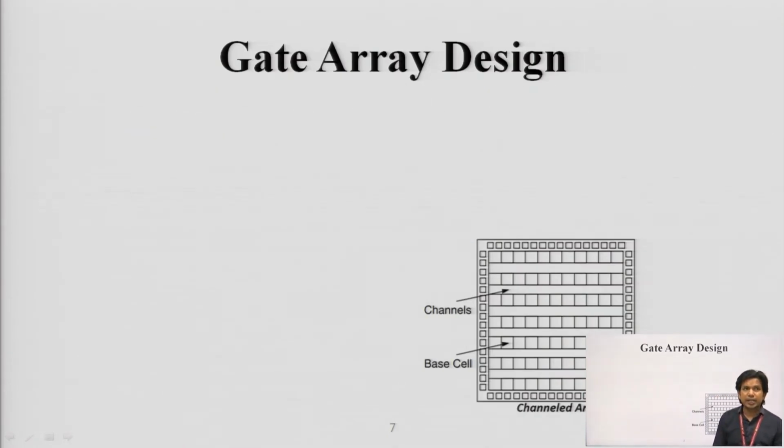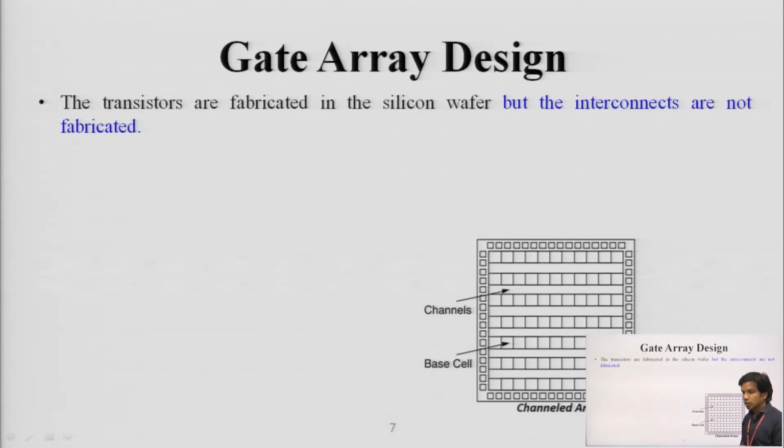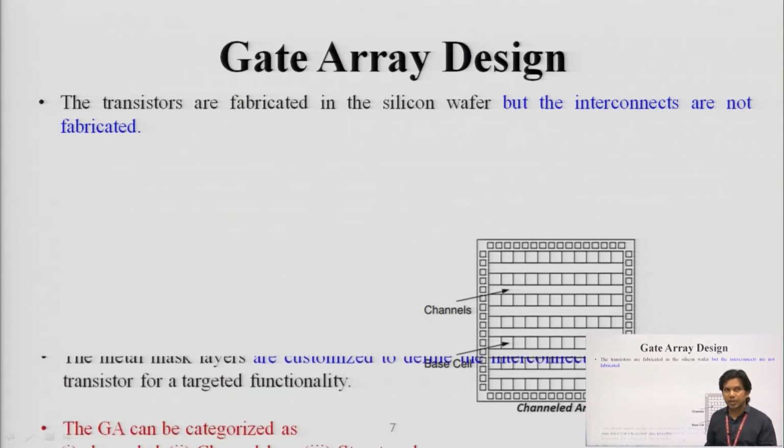Now, the next is gate array design. In this gate array design, again it is split into three categories: channeled, channelless, and structured. We will see all of these one by one. The transistors are fabricated, as you already know, on top of the silicon wafer, but the interconnects are not fabricated by using this technique, gate array design. In the FPGA, we already have programmed interconnect, but here the interconnects are not programmed. Just be careful here.